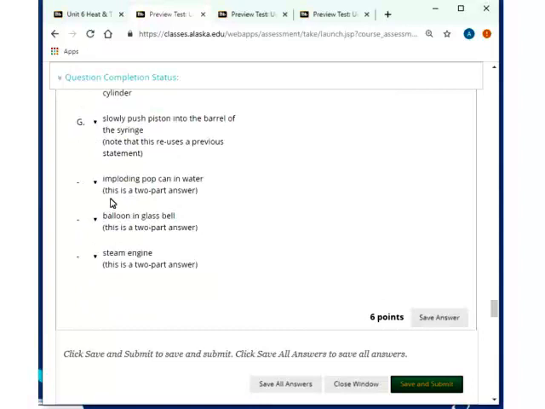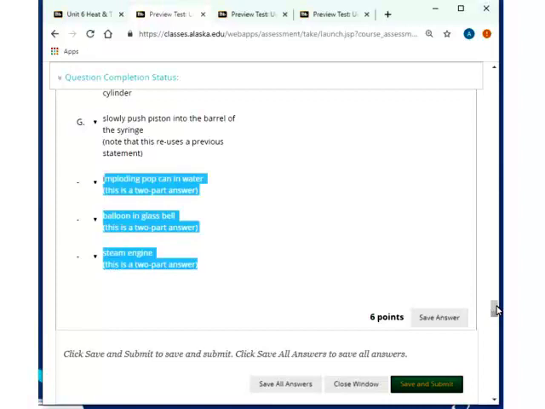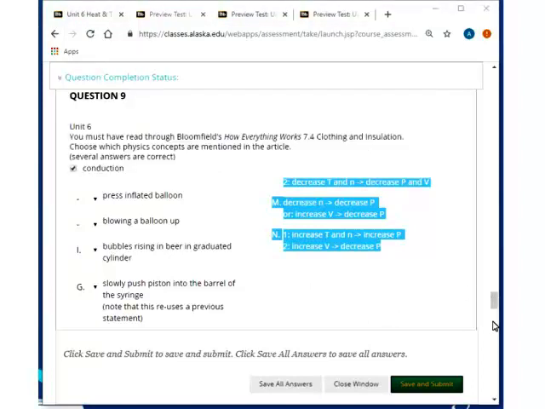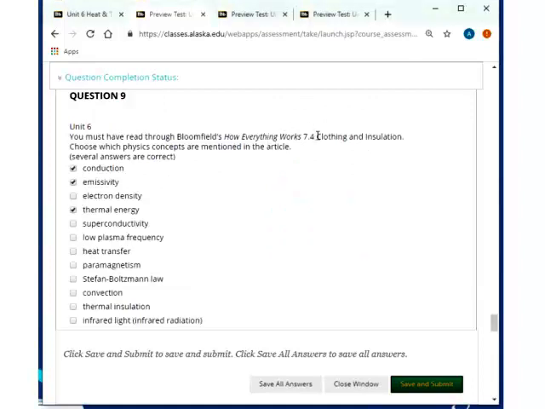And then the last ones here, each one of these is a two-part answer, so you would have to look at these statements here. And I believe they are in the correct order. All right, then you have to look through the assigned chapter in Bloomfield. So that's how everything works, clothing and insulation in this case. I didn't check all of these. I have you read through it, but probably in there is conduction, emissivity, and thermal energy, and probably heat transfer, and maybe the Stefan-Boltzmann law. Again, look at it, and so on.